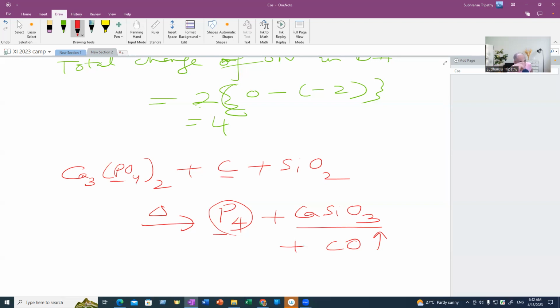You already know, I have already underlined the elements so that the reagent is calcium phosphate, it will be acting as an OA, and carbon you will find it will be oxidized, it will be acting as RA. So do it within 2 minutes.